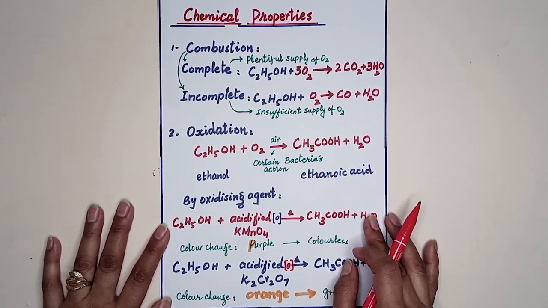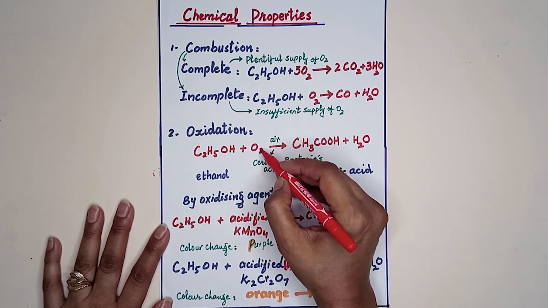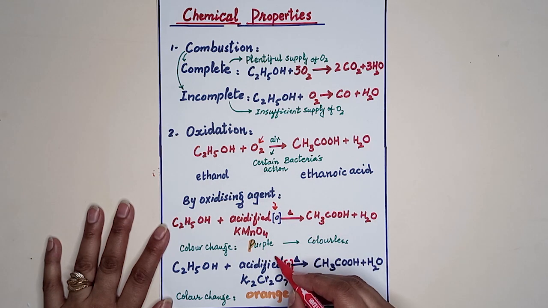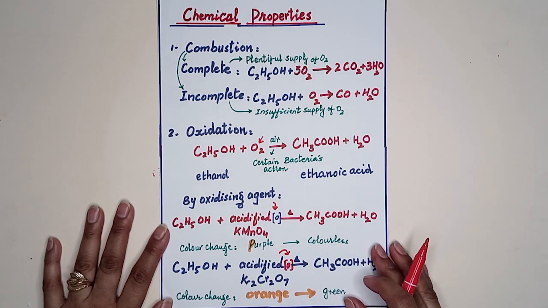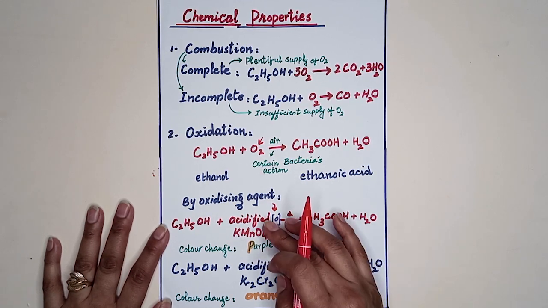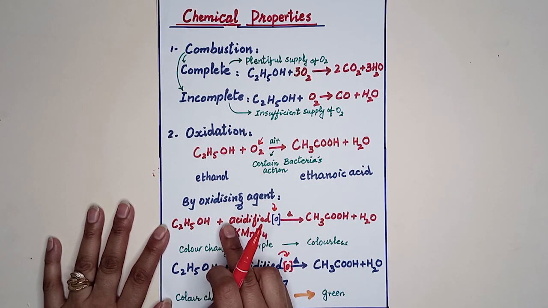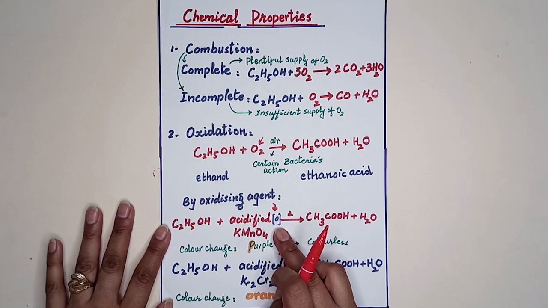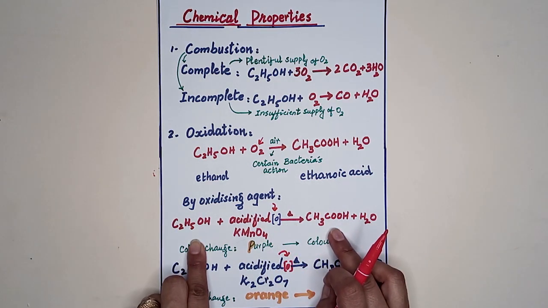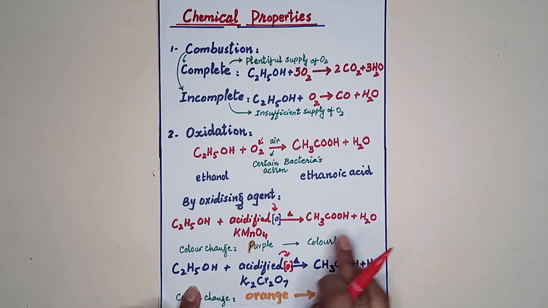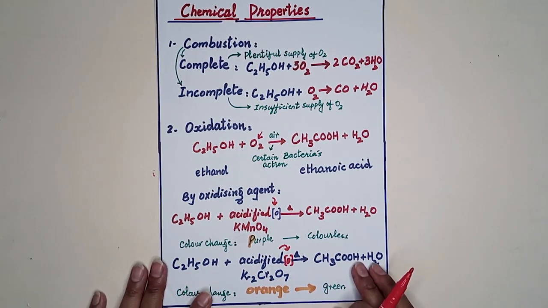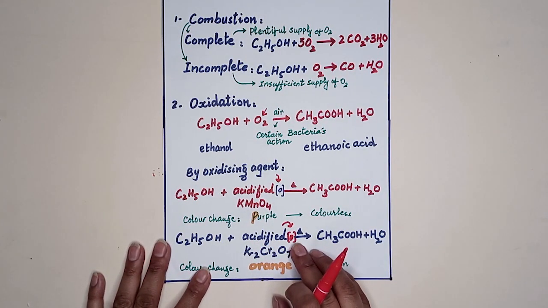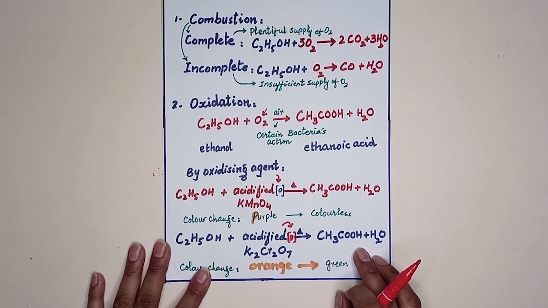Then oxidation by an oxidizing agent. This oxygen can come from the air, or from any oxidizing agent. The two most common oxidizing agents are potassium manganate, with a little acid added. So acidified potassium manganate gives us this oxygen. Alcohol reacts with this oxygen to give ethanoic acid and water. Again, ethanol can react with potassium dichromate, K2Cr2O7, acidified, and it forms ethanoic acid.